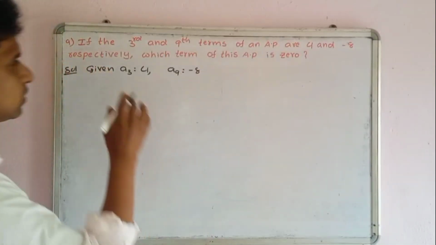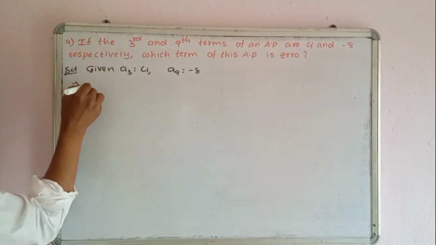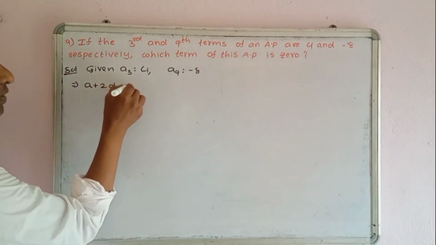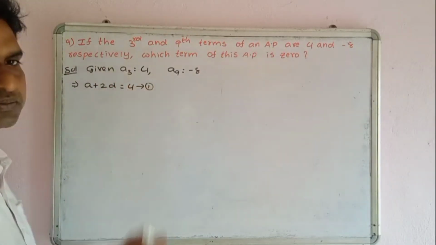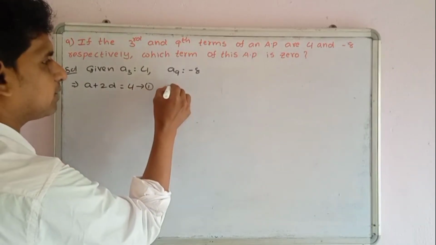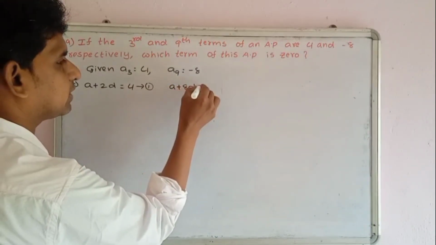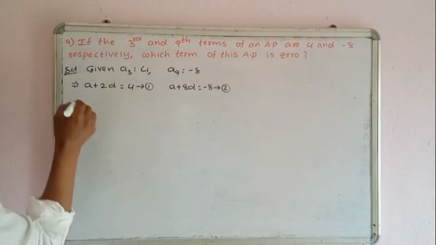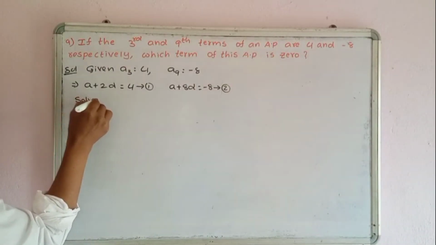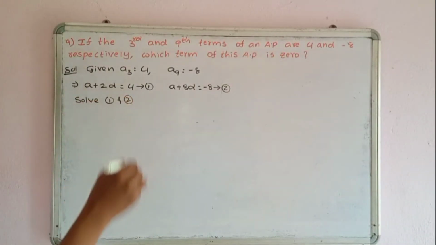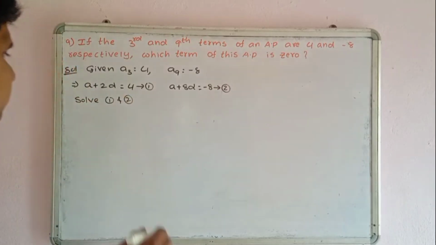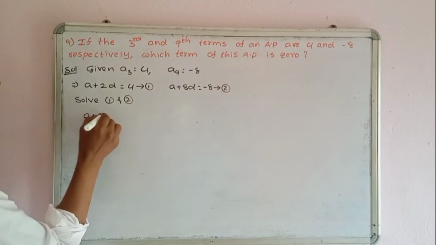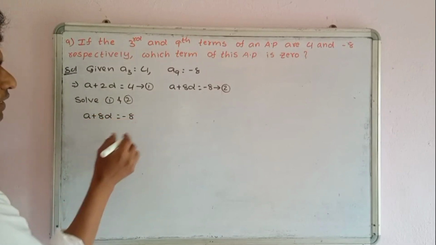Okay, so A3 means what? A plus 2D. A plus 2D equals 4. Say it is 1. A9 means A plus 8D equals minus 8. Say it is 2. Solve 1 and 2. Now we will solve 1 and 2. What is 2? A plus 8D equals minus 8.